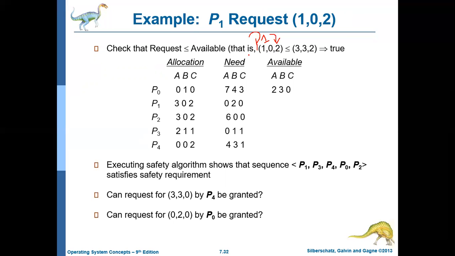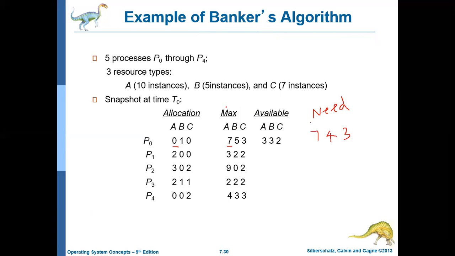But first, you have to match it with need. As per the algorithm, first you have to check whether the request is less than or equal to need or not. What is the need of P1? P1 is requesting 1, 0, 2. So let us go to the previous graph.